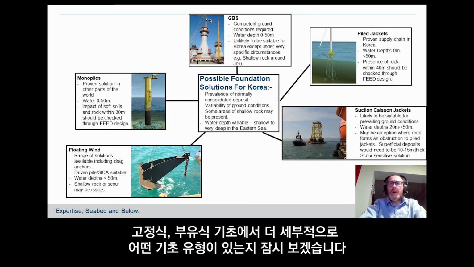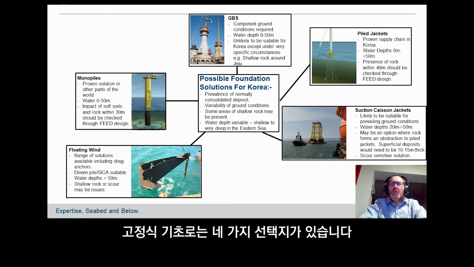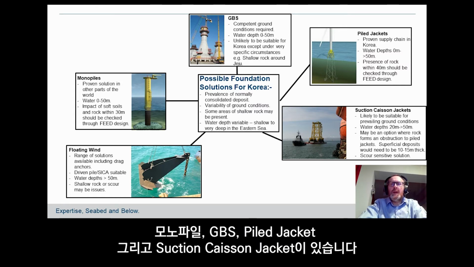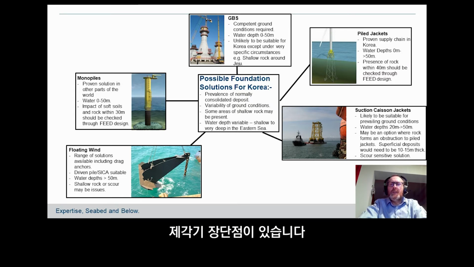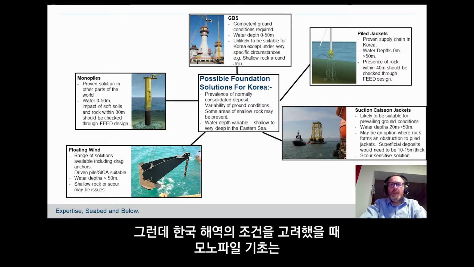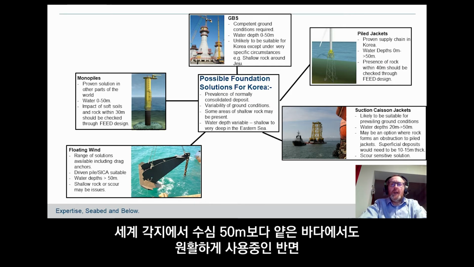So just to think about foundation types beyond whether it's fixed or floating. From a fixed foundation perspective, you can see four options there: monopiles, GBS, pile jackets and suction caisson jackets. And they each have their own pros and cons. But thinking about the conditions in Korea, monopiles have been a solution that's been adopted in other parts of the world quite successfully for water depths of less than 50 meters.